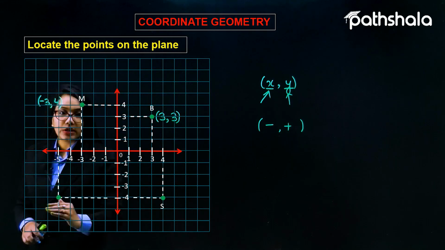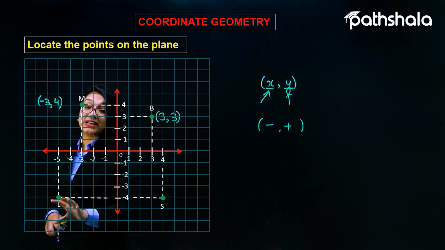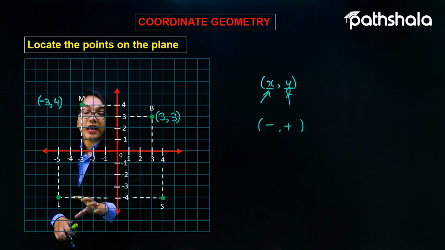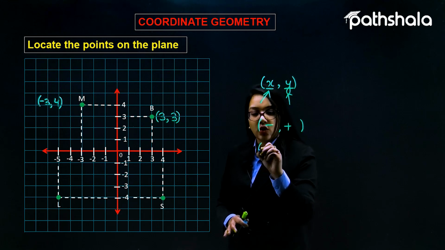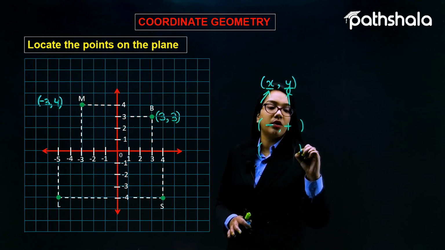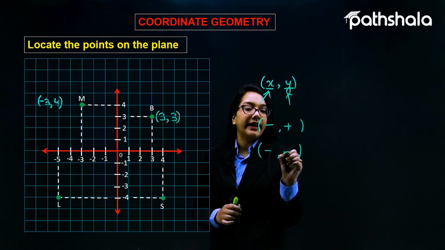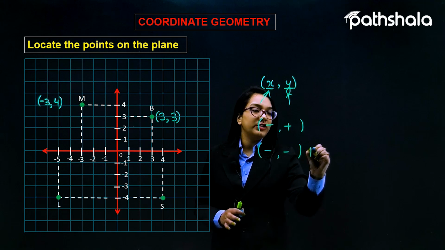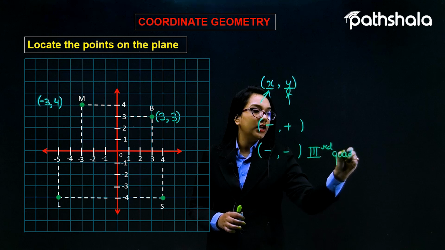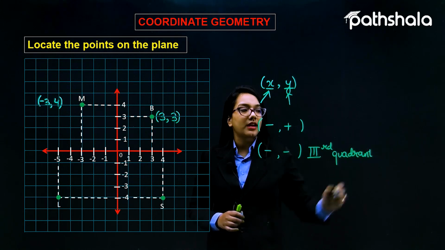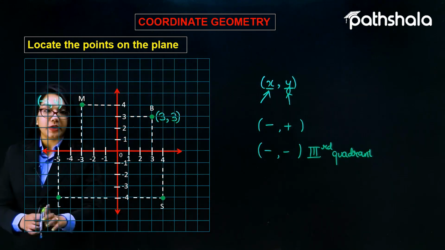Now let's talk about the point L. We can see the point L is lying in the third quadrant, and we do know that for a coordinate lying in the third quadrant, the sign conventions will be negative and negative. So in the third quadrant, the abscissa and the ordinate will both be negative. So let's talk about this particular point L.